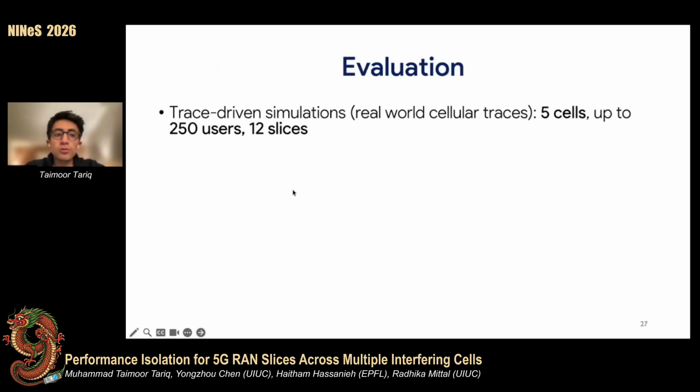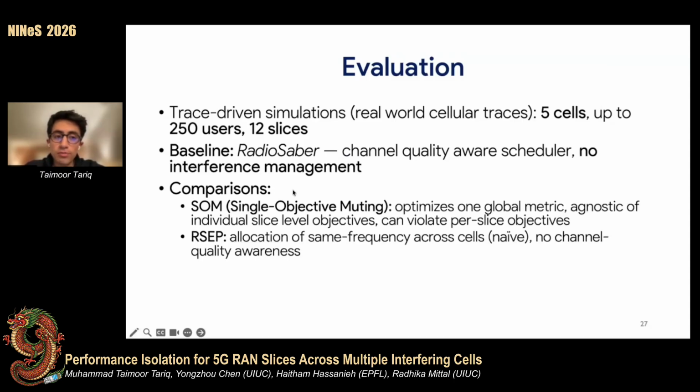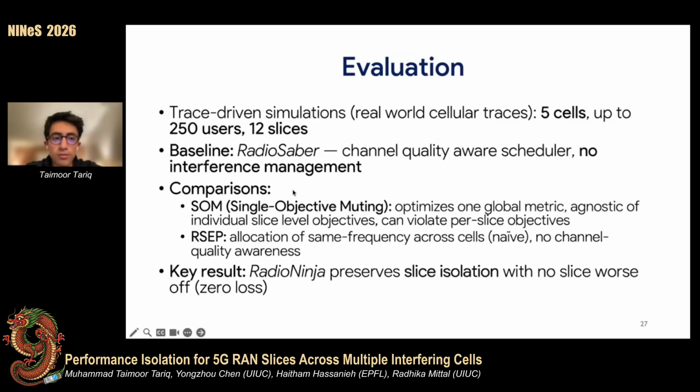For evaluation, we do trace-driven evaluations using real-world cellular traces that we collect with up to 5 cells, 250 users, and 12 slices. Our baseline is Radio Saber, which is a channel quality aware scheduler without any interference management. We compare against two different schemes. One is single objective muting, which optimizes for one global metric across all slices, agnostic of the individual slice level objectives, and thus it violates slice level isolation and per slice objectives. And secondly, RSEP, which allocates the same set of frequency resources across all the cells, similar to the naive solution that we discussed. So it loses out on the channel quality awareness aspect.